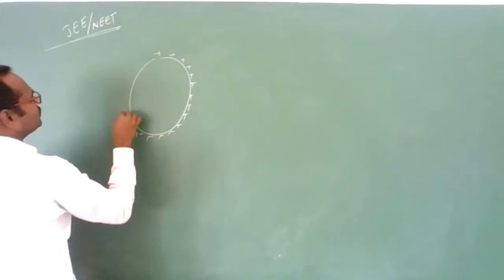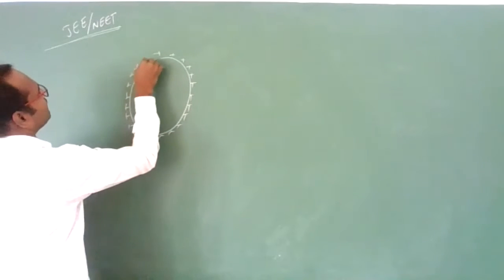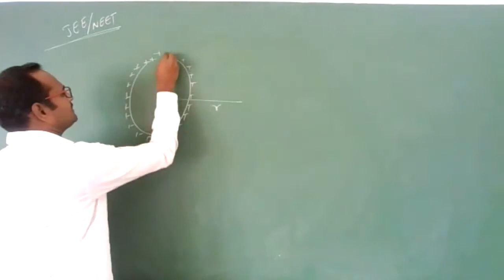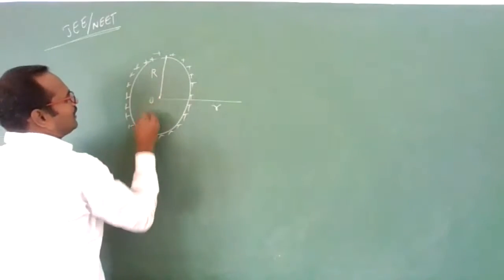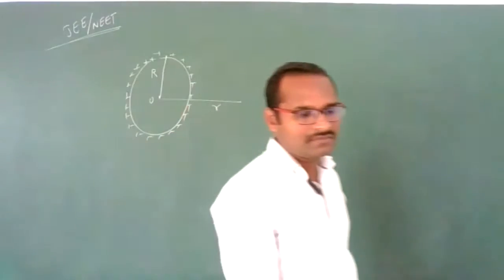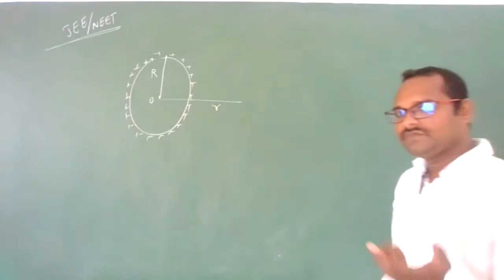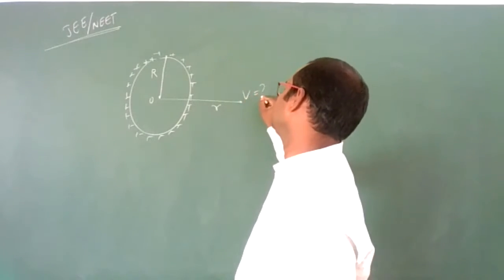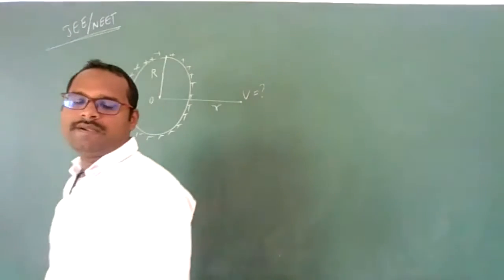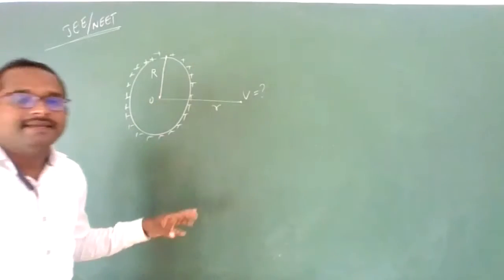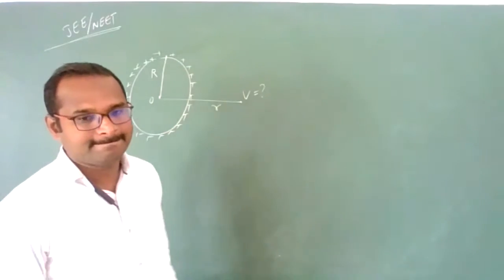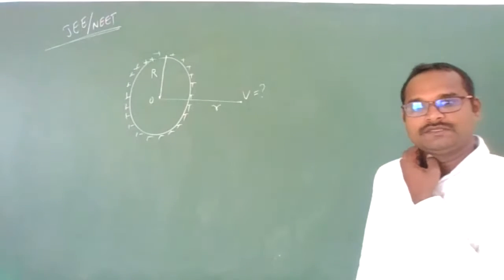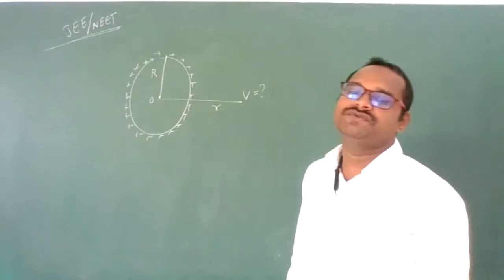Now, due to this, what will be the potential at a distance, let us suppose small r is the radius of the ring, on the axial line? What is the potential here? We did this electric field derivation by the integration method, and we have to do the same here.